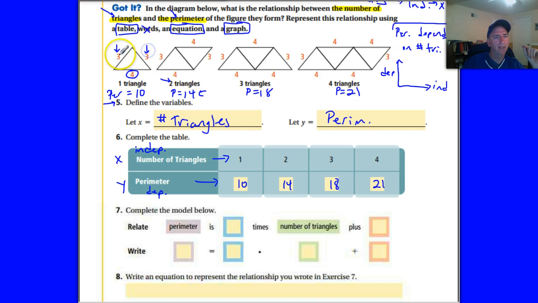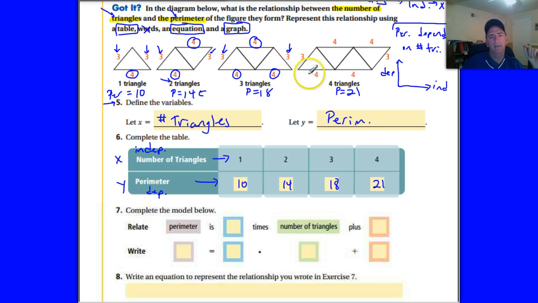So they had 4 and 3 and 3, which is the 6. Then here they had 2 4s, didn't they? For 2 triangles, they had 2 4s, and then 3 and 3. For 3 triangles, look, they had 1 4, 2 4s, and 3 4s. And then they had 3 and 3.